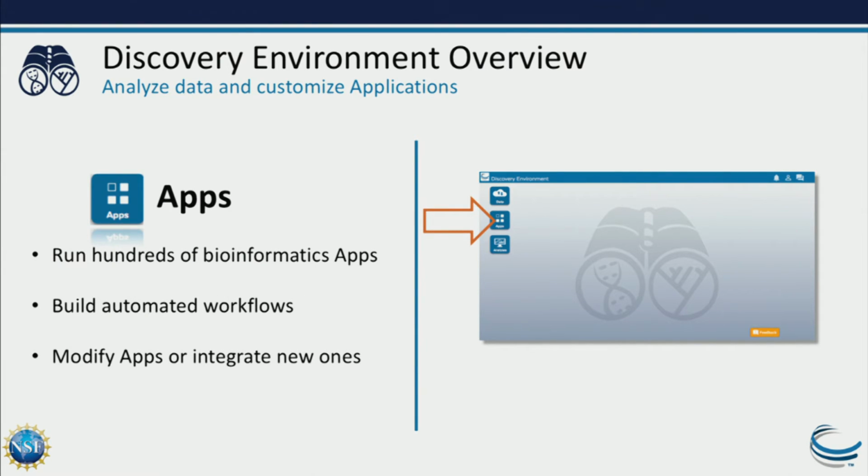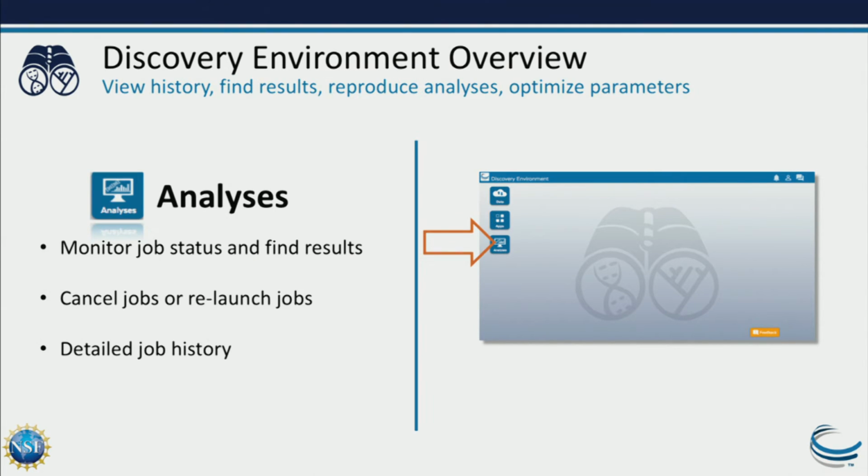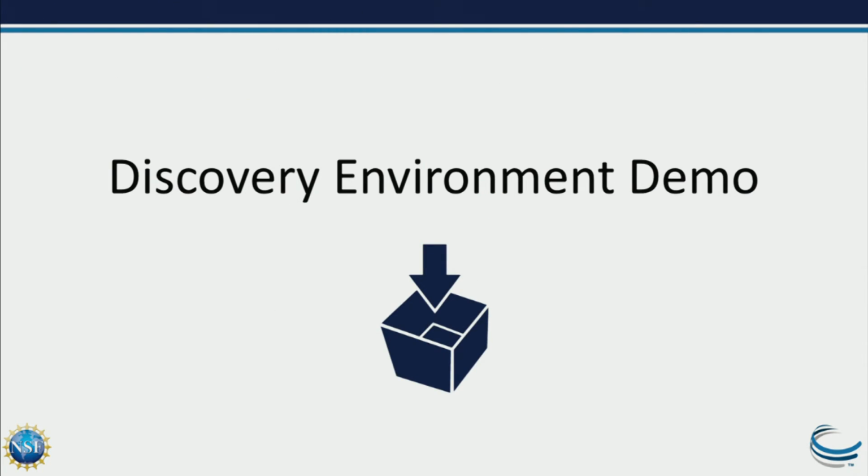In the apps window, you can run the actual bioinformatics applications. You can build some workflows. You can even modify apps or integrate new ones. We only have time today to just show you how to run an app, but once you understand generally how that works, I think you'd be pretty secure in running any of the other applications that exist within the discovery environment. Under analysis, that's where you're actually going to go to see the status of your jobs, find your results, cancel, relaunch jobs, and you also get a job history. Okay, so let's go into the demo.